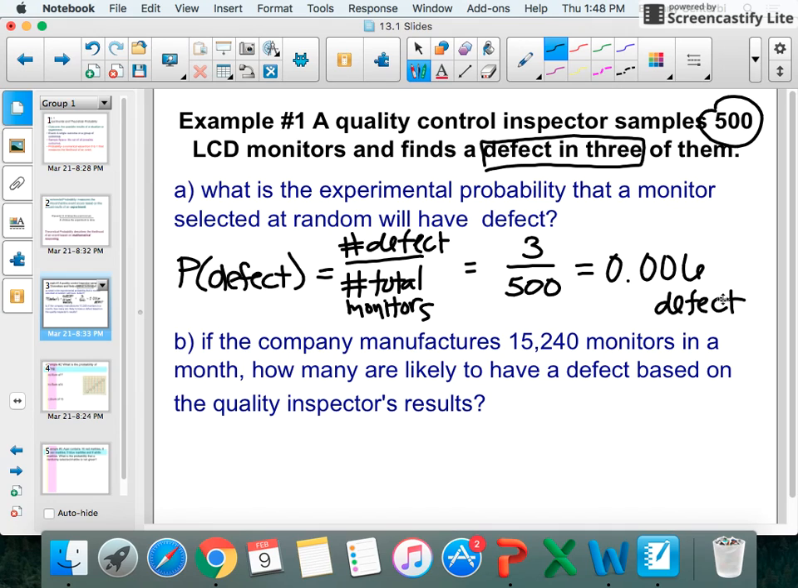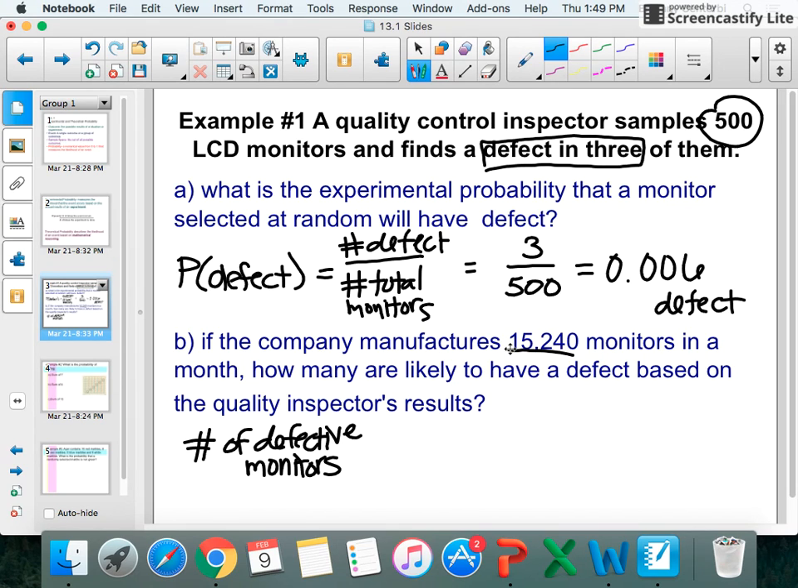So this is going to be our theoretical probability for problem B. We're going to have to use what we got in problem A. It says if the company manufactures 15,240 monitors in a month, how many are likely to have a defect based on our results? So our results from the experimental probability. First we're trying to figure out the number of defective monitors. Now it can't be 3 out of 500 because that's only 500 monitors. Now we have 15,240 monitors.